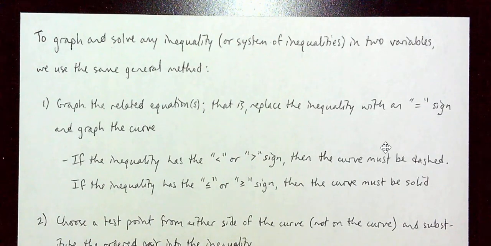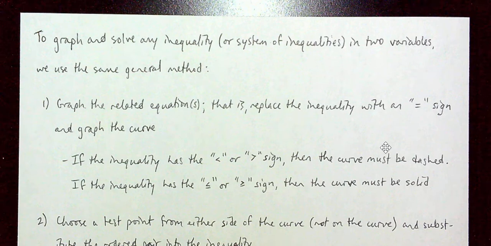But regardless of whether it's a single inequality in two variables or it's a system of two inequalities in two variables, we're using the same general method for every inequality that is in our given problem. If it's just one, then it's just one. If we have two or more, then we're doing the same general method for every inequality that's in our system. So step one of this general method is to graph the related equations. That is, replace the inequality with an equal sign, and you're going to graph the resulting curve that you get.